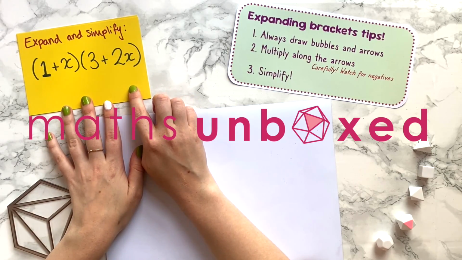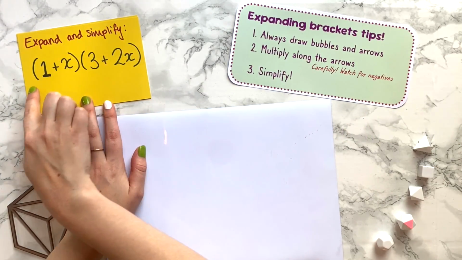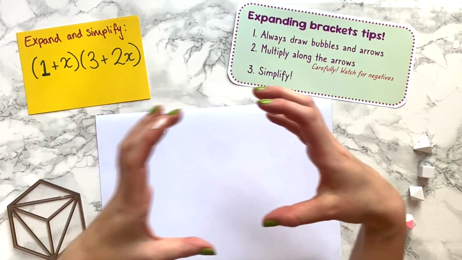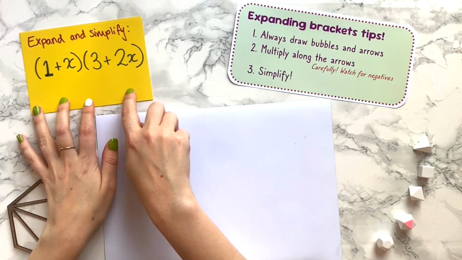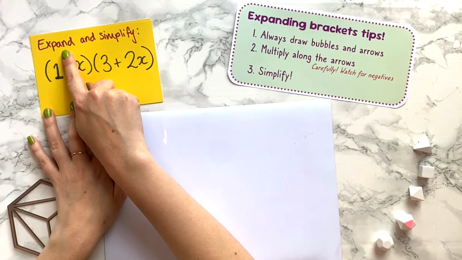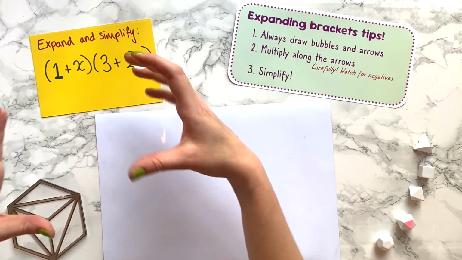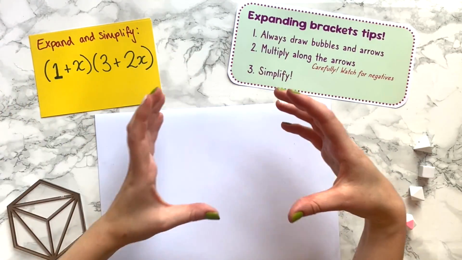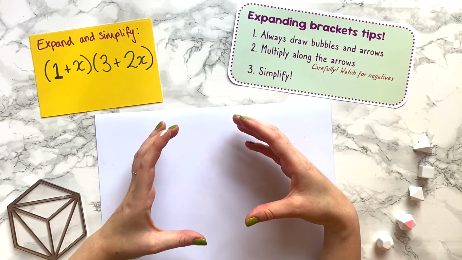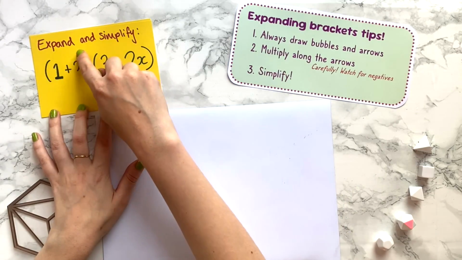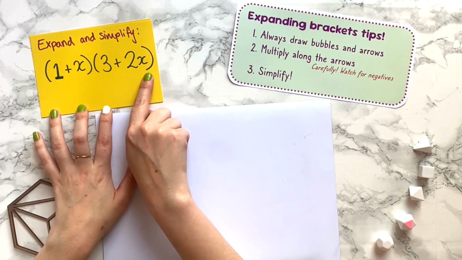Let's have a go at questions that ask us to expand an expression that has two sets of brackets in it. So here we have a question that asks us to expand and simplify 1 plus x in brackets times by 3 plus 2x in brackets. So often you'll just see the two sets of brackets written next to each other like this.